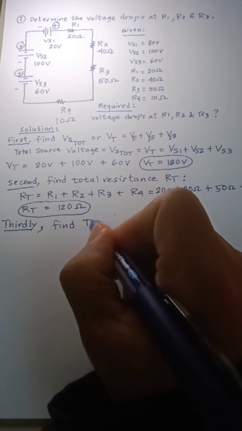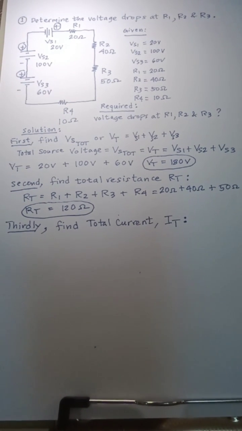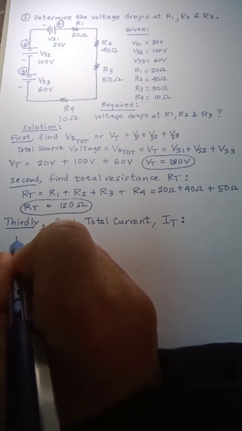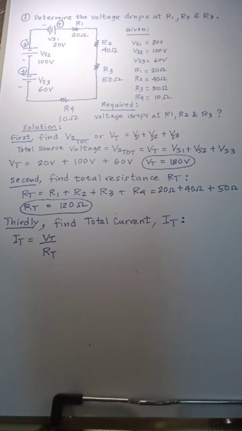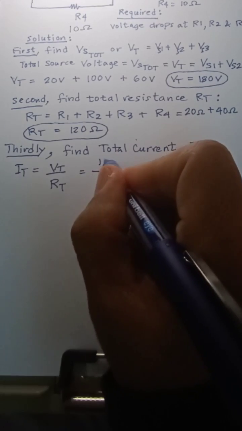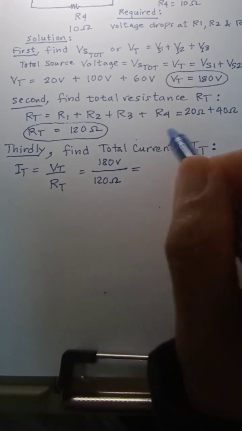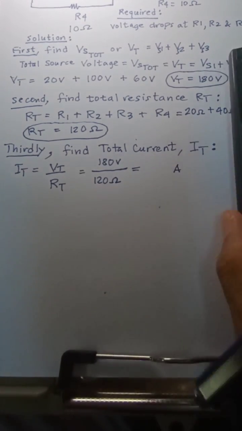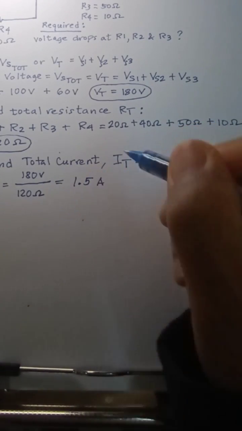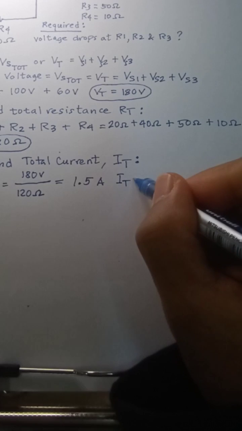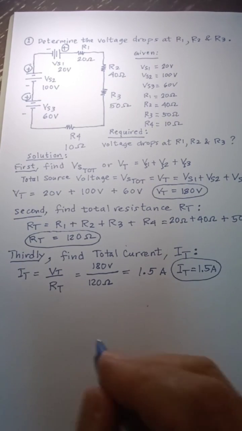The third thing that you will do is to find the total current in the circuit. So let's call it IT. So the IT by Ohm's law is equal to V over R, or V total over R total. Our V total is 180 volts and our R total is 120 ohms. So volt over ohm is equal to ampere or A, and calculating this we got 1.5 amperes for our I total.